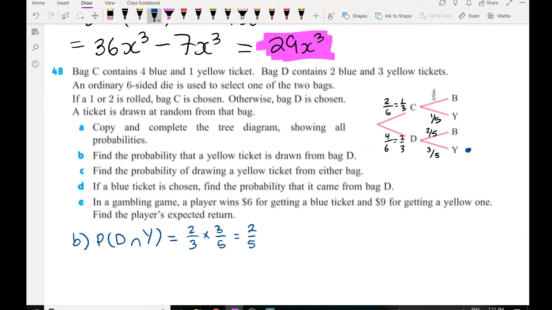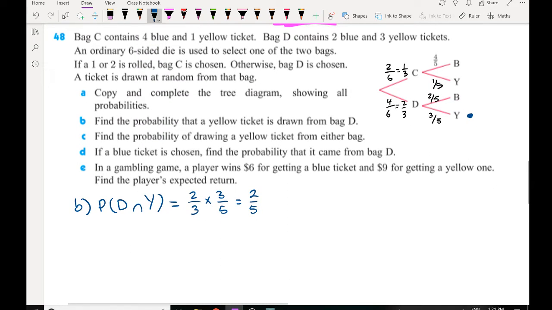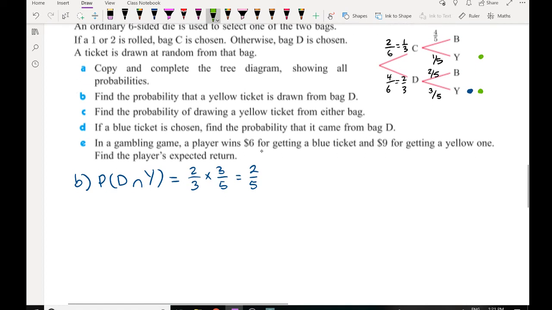That one's pretty straightforward. Find the probability of drawing a yellow ticket from either bag. So now we're looking at drawing a yellow ticket here and here together. Those are mutually exclusive events, right? You can't pull a yellow ticket from bag C and from bag D if you're only pulling one ticket. It's a one or the other thing. So the probability of just getting a yellow ticket would be the probability of getting it from bag C plus the probability of getting it from bag D.